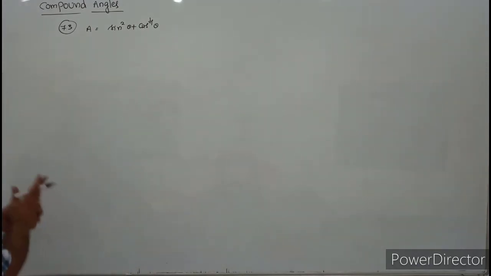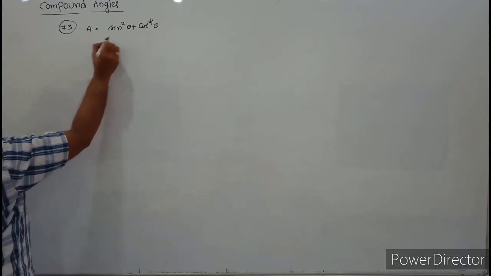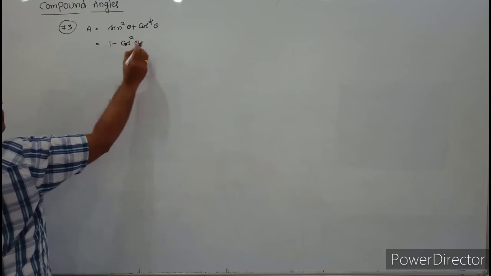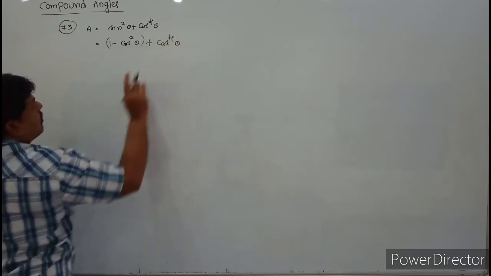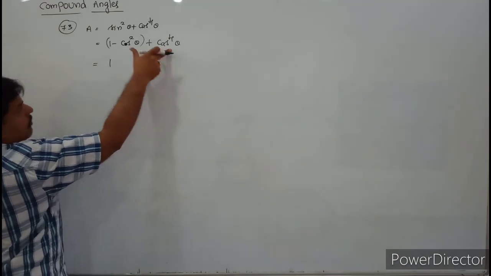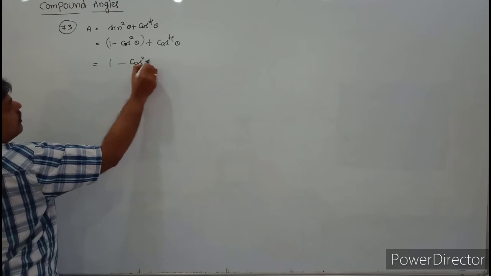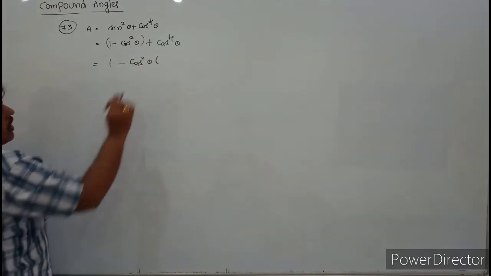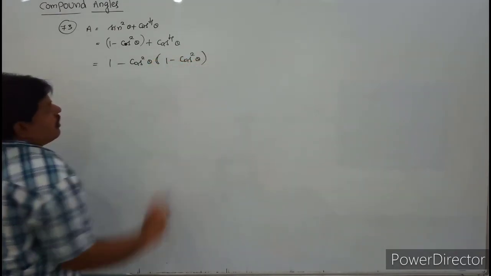Okay, so see this question, students. They are giving that A is equal to sin square theta plus cos power 4 theta. So this sin square theta you can write as 1 minus cos square theta, plus cos power 4 theta. Yes or no? So that implies 1 minus cos square theta plus cos power 4 theta. From these two, I am going to take cos square theta common. So what happens? 1 minus cos square theta.